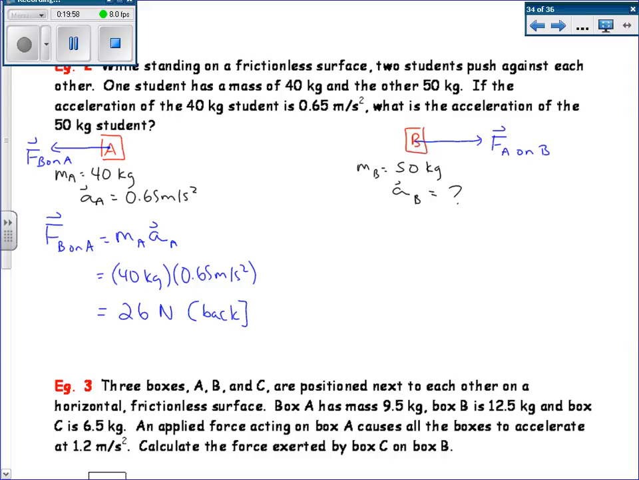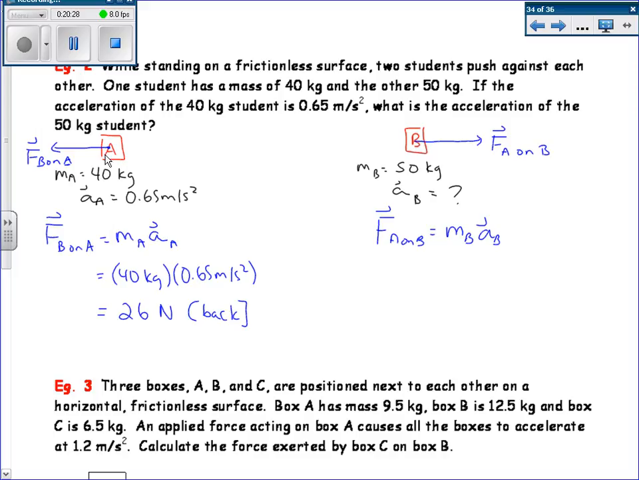That's B acting on A. The one that you list last is the one that you're calculating for. And over here, the force of A on B is equal to the mass of B times the acceleration of B. And we know the mass of B, we want to find the acceleration of B.